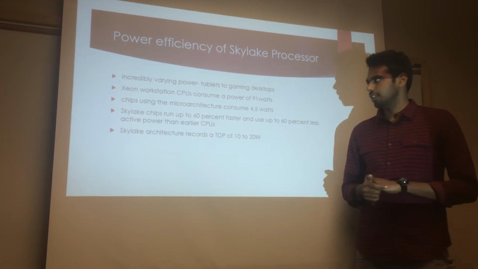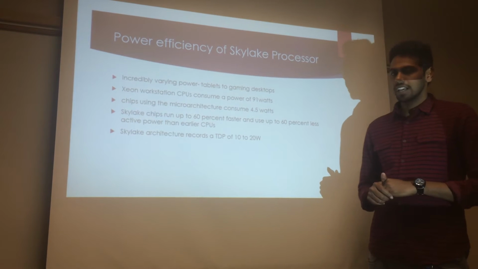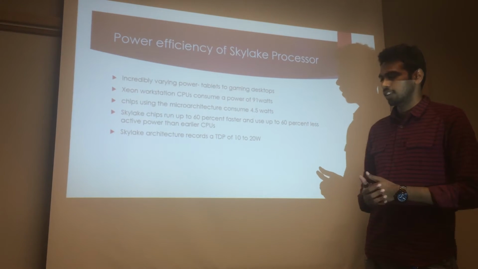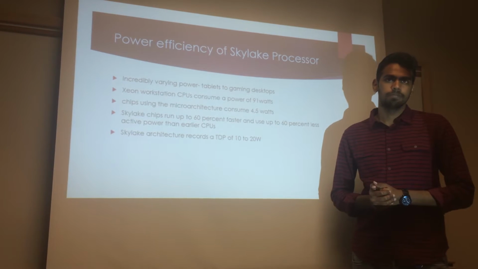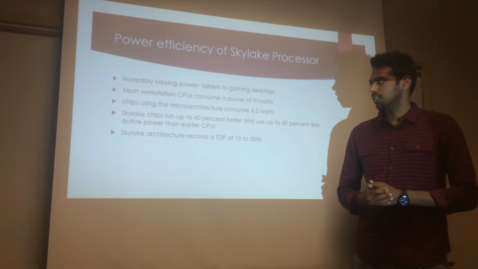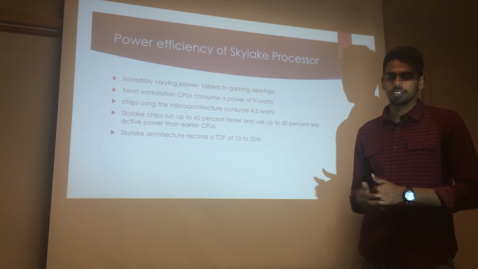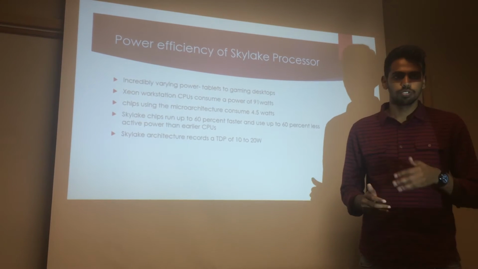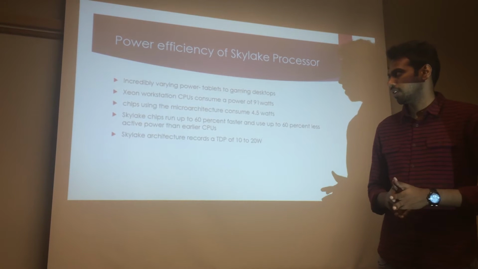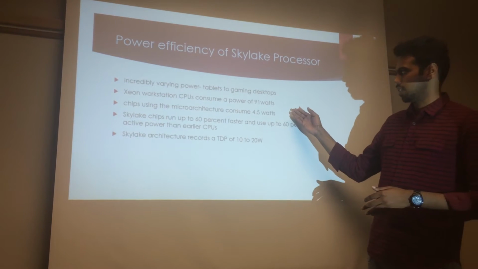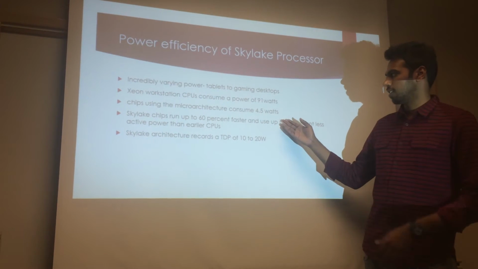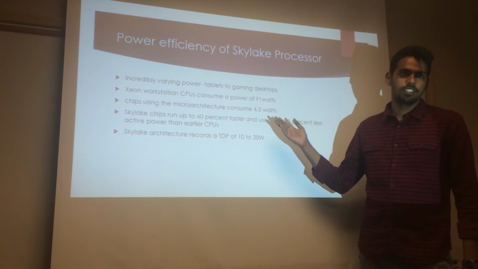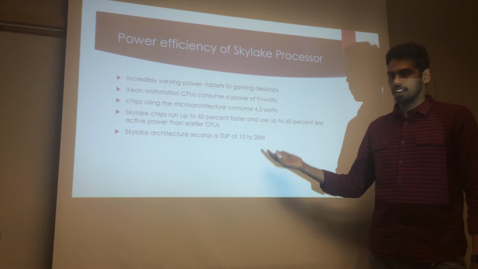But now let's take features of Skylake. Skylake takes around 10 to 20 watts of power, but it provides a speed which is around 60% faster than the Broadwell. So by this, we can see that use of Skylake processor is much recommended than a Xeon processor which takes 91 watts, or than a microarchitecture which takes 4.5 watts and runs 60 times slower than a Skylake processor.